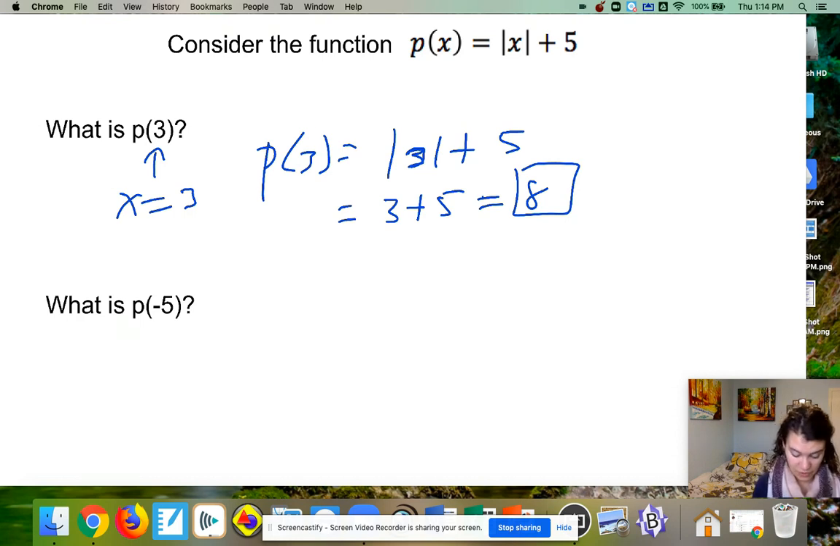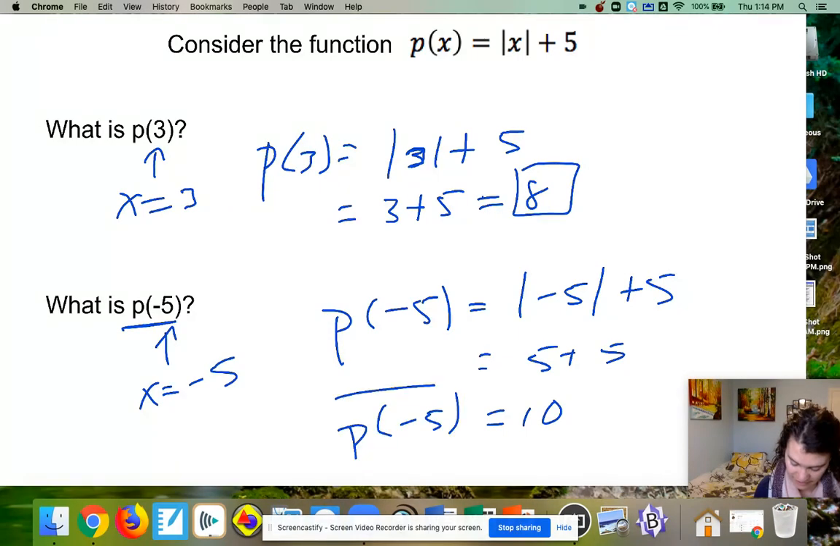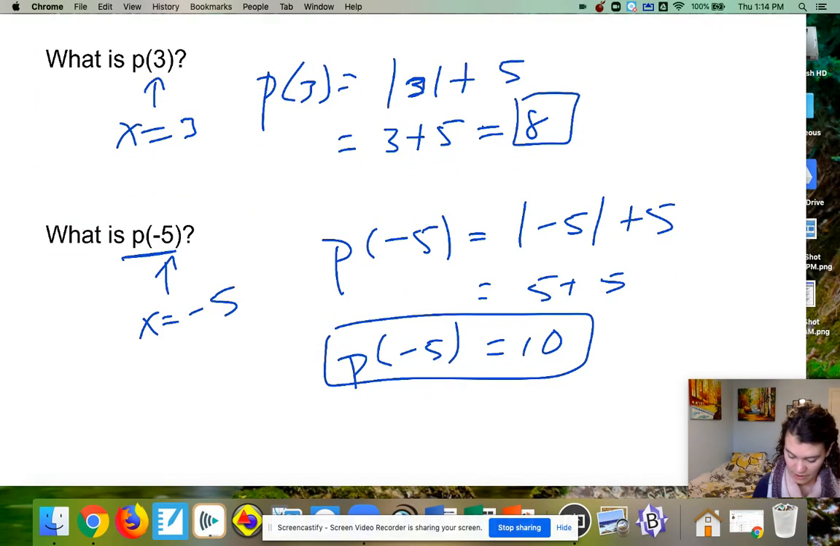Then we want to figure out, what's p of -5? Again, this is saying x equals -5. So p of -5 equals the absolute value of -5 plus 5, which is 5 plus 5, which equals 10. So p of -5 equals 10. That is telling us here, this is our input, the x input value, and here would be our output, or the y value if you were going to graph this.